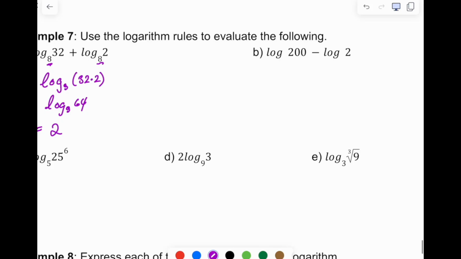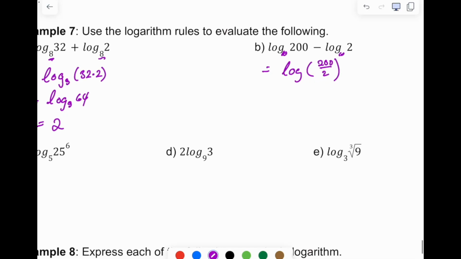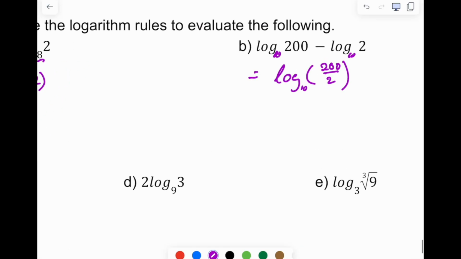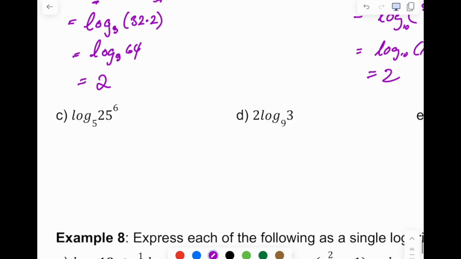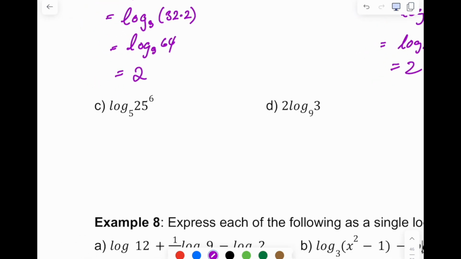This one, we're going to have log. Here we have subtraction, so we could divide what we're taking the log of. So it's going to be 200 divided by 2. Remember, we don't write what the base is, so that's going to be understood to be 10. So this is the same thing as log base 10 of 100, which is 2 as well, because 10 squared is 100.